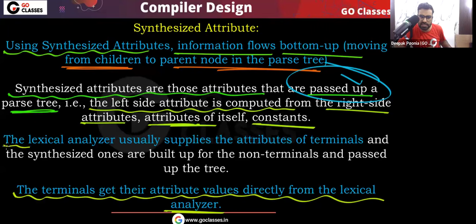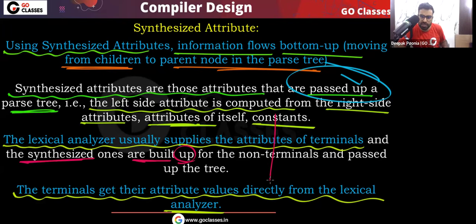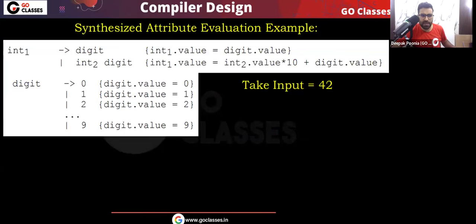Okay, the lexical analyzer will supply the attribute values of terminals. And you can see the synthesized attributes are built upwards, from children to parent. So they are built up for non-terminals and passed up the tree. Very simple. Now let's consider one example.